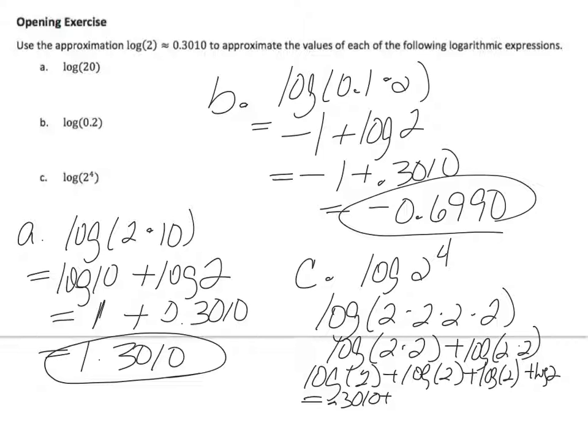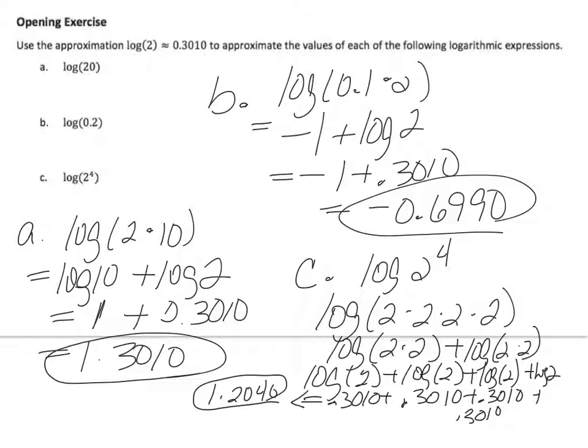Oh, I can't even do it 4 times. I'll go ahead and write it. 3010, 3010, 3010, which equals 0.3010 times 4, which is way easier than adding it 4 times. I've got 1.2040. The point with this exercise is that all this is silly.